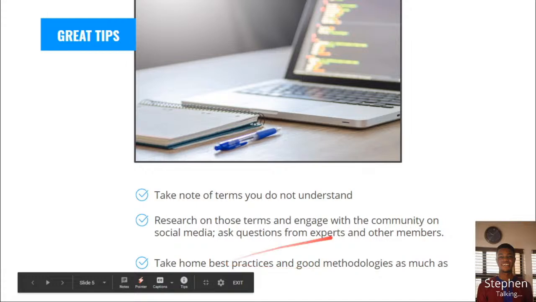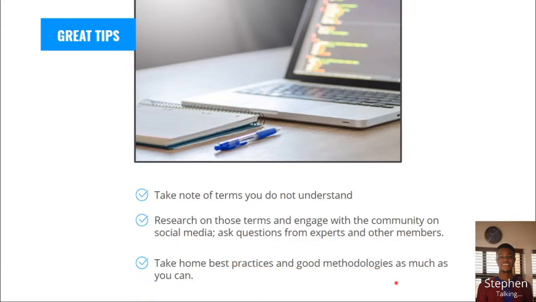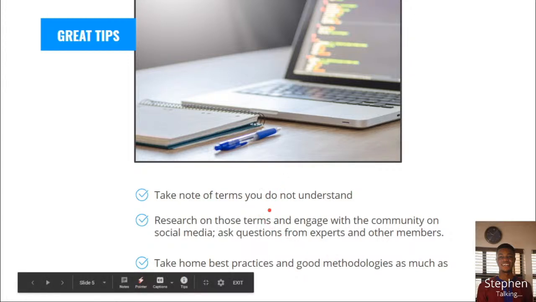So the next thing is, of course, take on best practices and good methodologies as much as you can. That will be extremely crucial. So best practices from the master himself, as enterprise knowledge, is one thing I would advise everyone to actually take on from here as well.